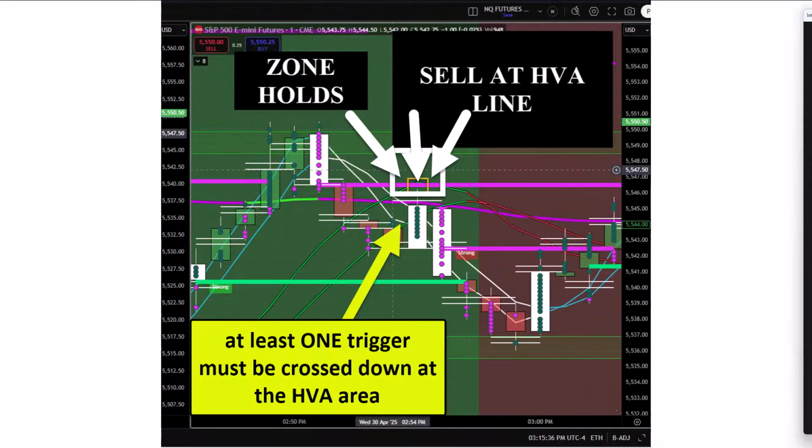Very, very powerful. And you'll see hundreds and hundreds of examples of this, but once you get used to recognizing the zones on the larger chart in conjunction with the zones on the smaller chart, this trigger line rolling, and again, we said this, but just to reiterate, at least one trigger line must be crossed down at the high volume area in order to take that short trade.